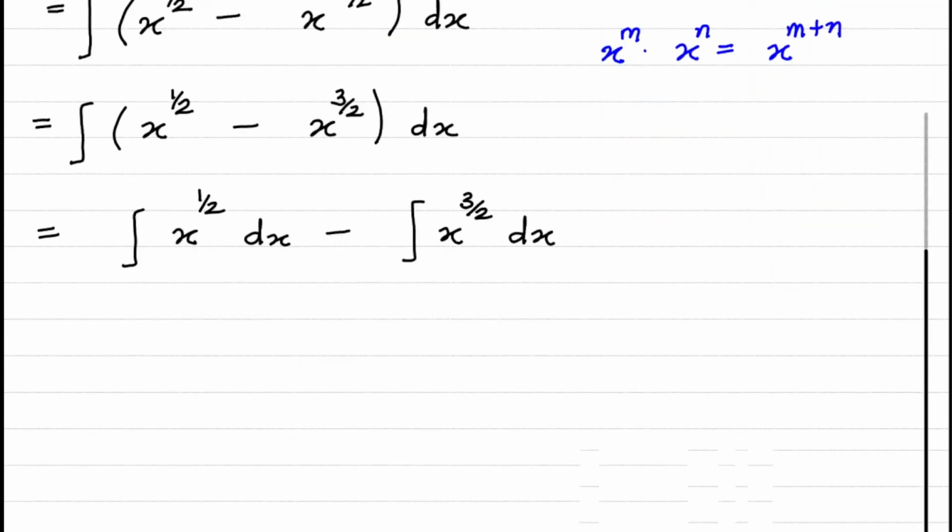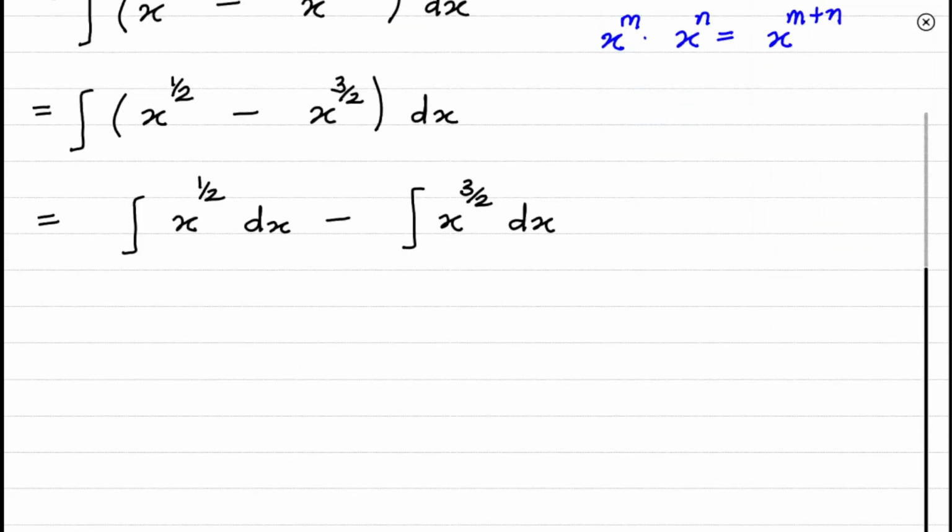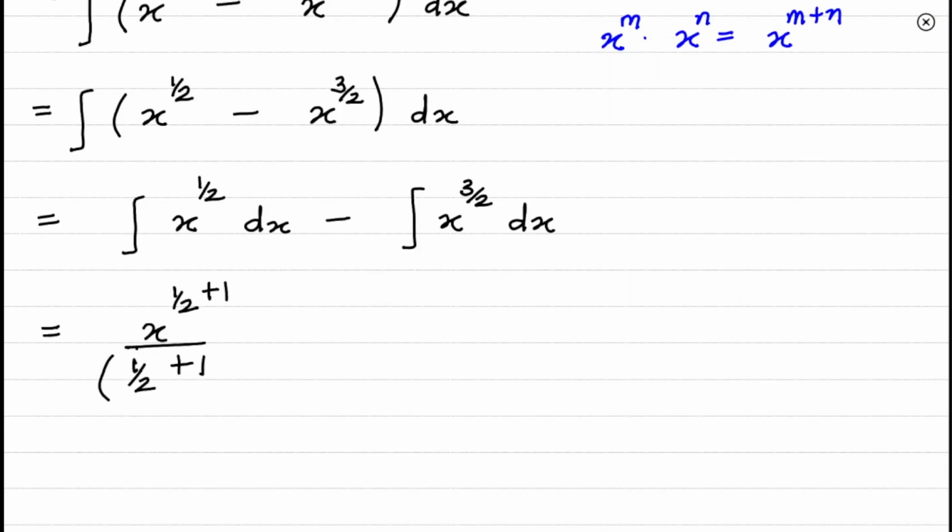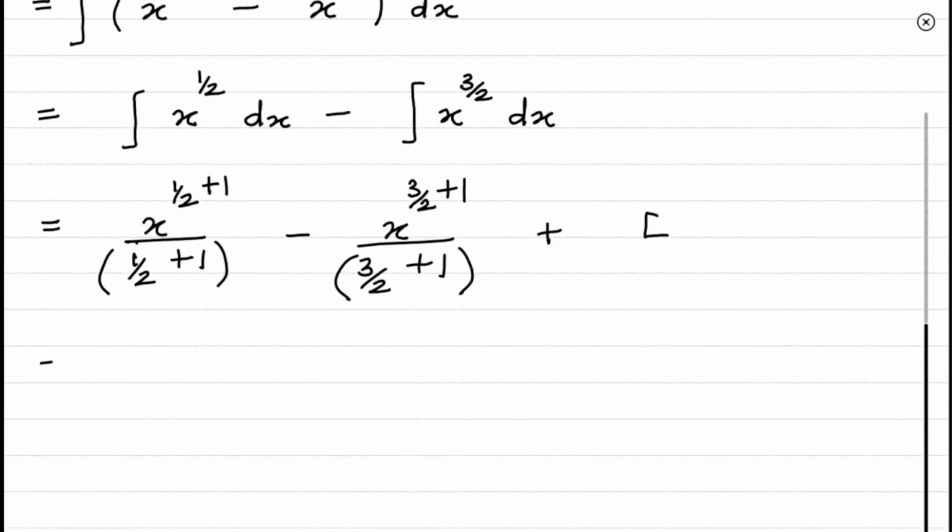Now we can apply the power integral formula very easily over here. And we can write this as, so we can increase the power by 1. So we have x to the power half plus 1 divided by half plus 1, minus x to the power 3 by 2 plus 1 divided by 3 by 2 plus 1. And remember to add the constant of integration, the arbitrary constant, when you are done integrating, always. Okay, we can simplify this a little bit.